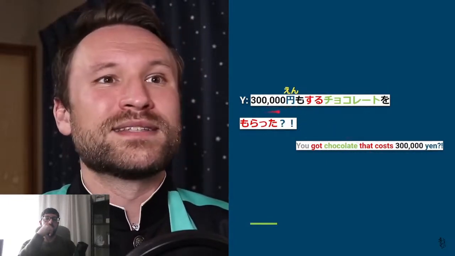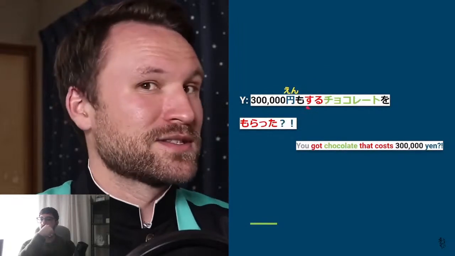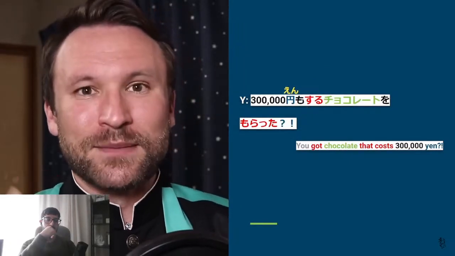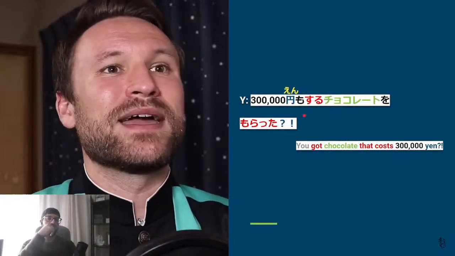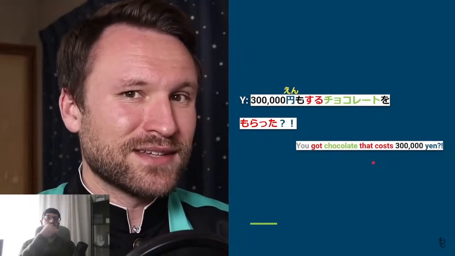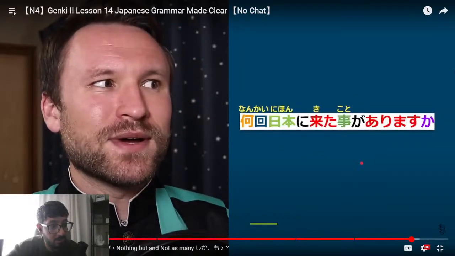There's our も. 30万円もする. する can be used to mean something costs something. 30万円もする means that a thing costs a certain amount. It can be used in that way. So 30万円もするチョコレートをもらった? You got chocolate that costs a whole 300,000 yen? That's crazy. Our final question is a great grammar point to learn. There's a lot of stuff that builds off of it.